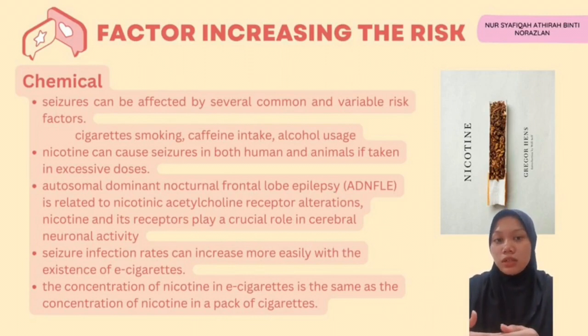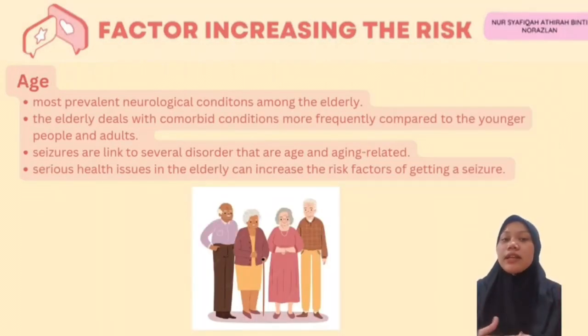The second factor that can increase the risk of getting a seizure is age. The elderly have a high risk of getting a seizure because most prevalent neurological conditions occur among the elderly. The elderly deal with comorbid conditions more frequently compared to younger people and adults. Seizures are linked to several age-related disorders, and serious health issues in the elderly can also increase the risk of getting a seizure.